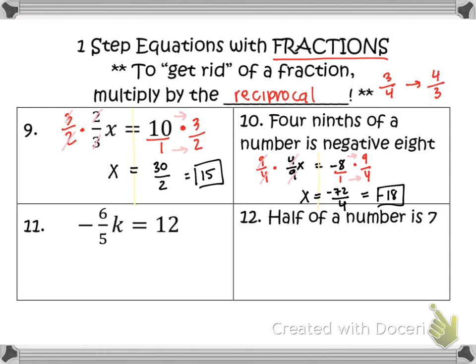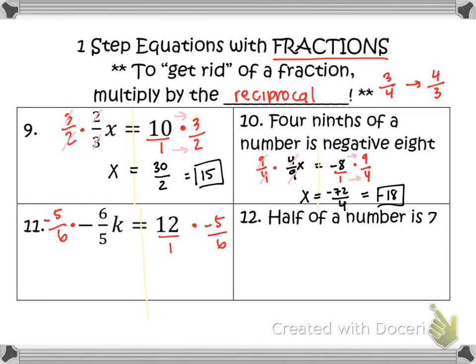So number 11, really similar, except now there's a negative in front, but the same rule applies. If I want to get rid of the fraction, I just need to multiply by the reciprocal. So in this case, the reciprocal would be -5 over 6. Same thing to the other side, -5 over 6. I'm going to put this over a 1.